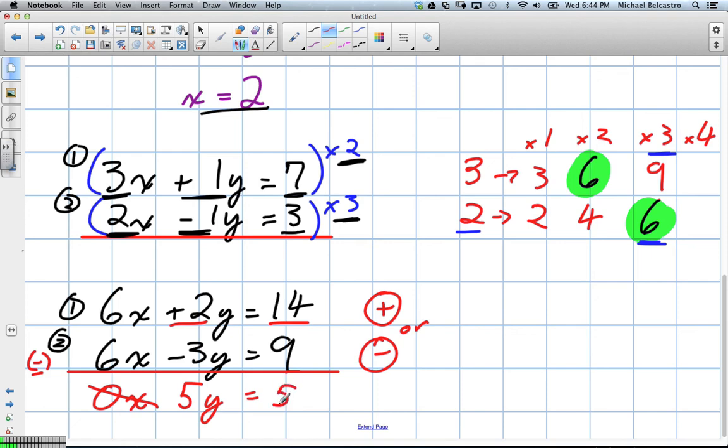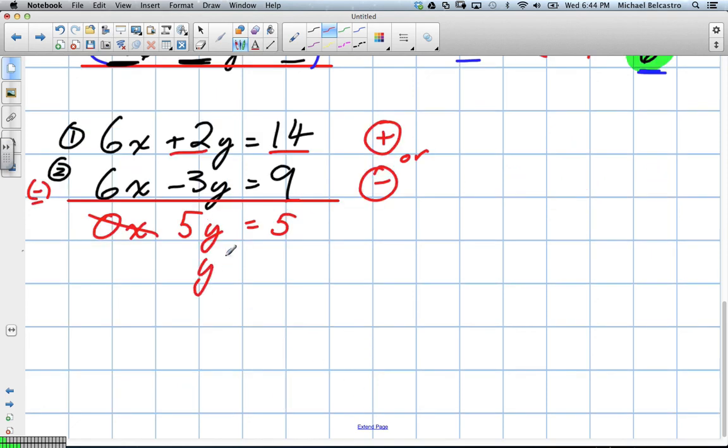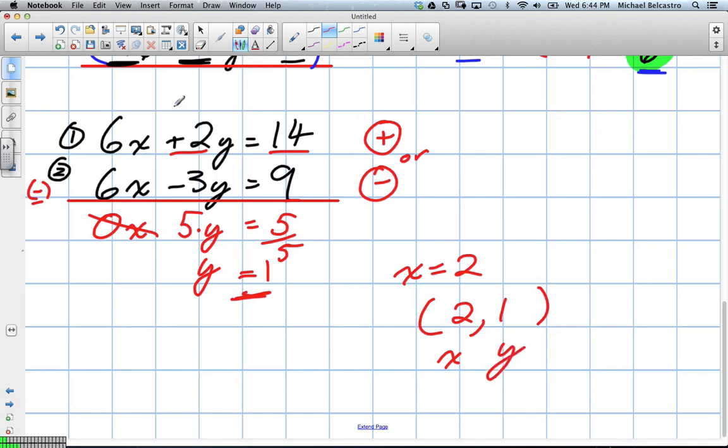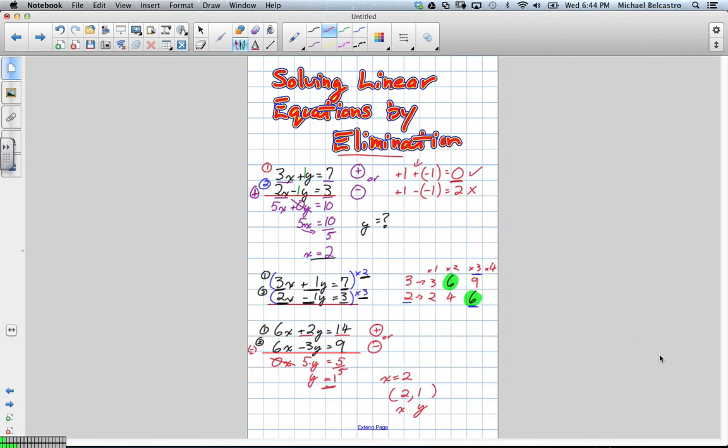5. We need to get y by itself. So what do we have to do? Divide. So what's 5 divided by 5? 1. So our y value was 1 and our x value we discovered was 2. So the coordinate is 2, 1. That's it, 2 and 1. And we've used elimination for both parts to solve this.